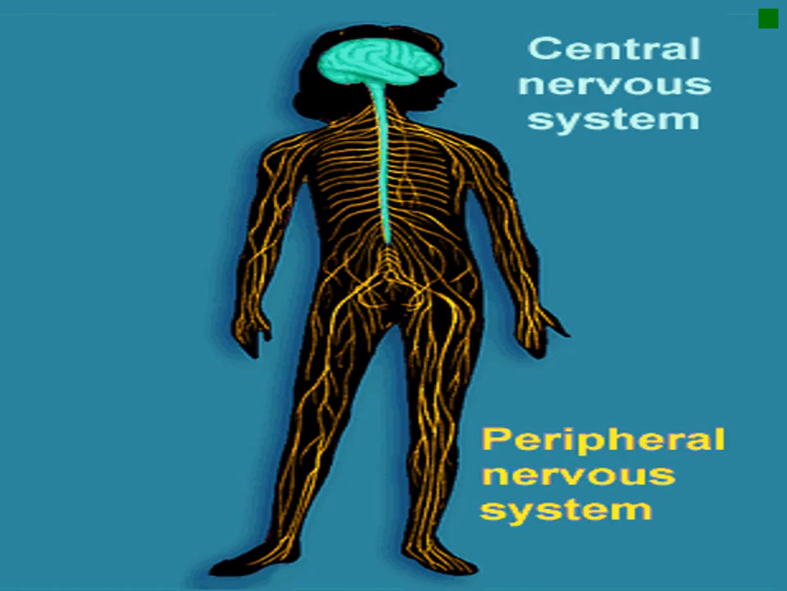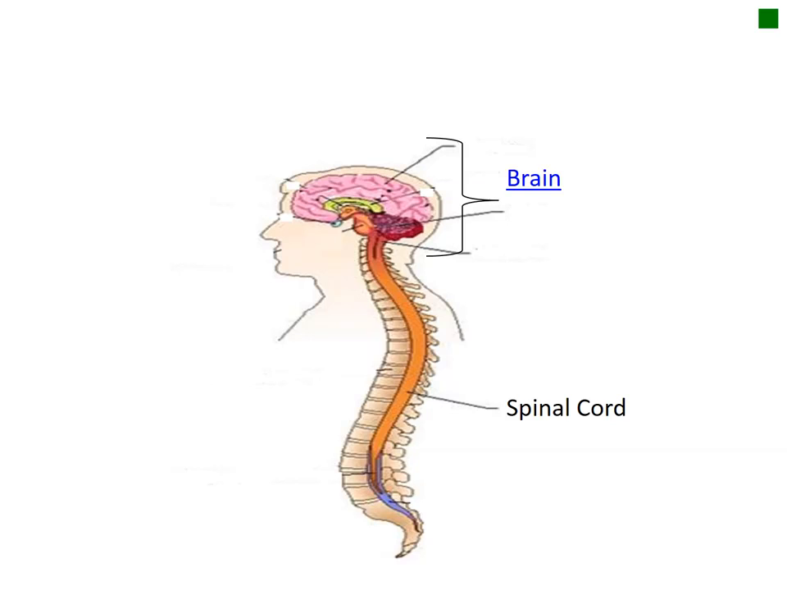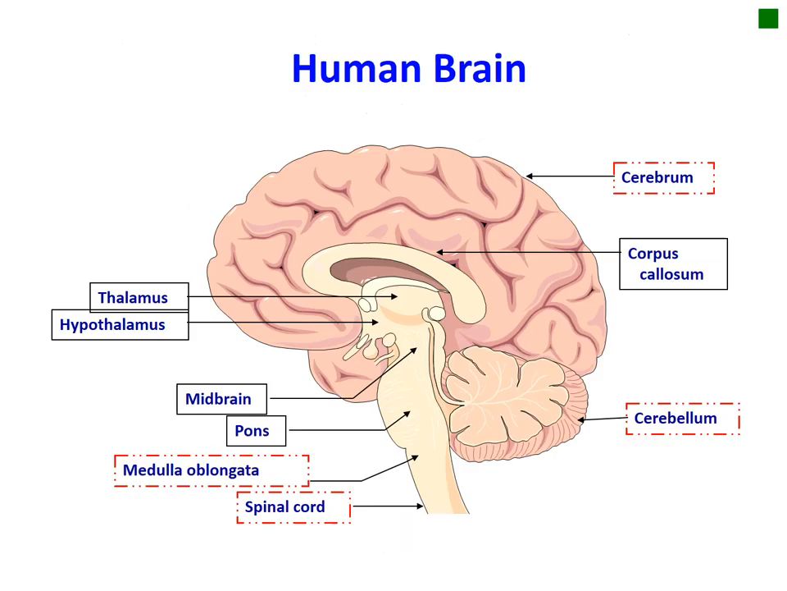So this nervous system is composed of two main parts. The central nervous system, CNS, is composed of the brain and the spinal cord, and the peripheral nervous system is composed of nerves. This is the brain and the spinal cord. They form the central nervous system.